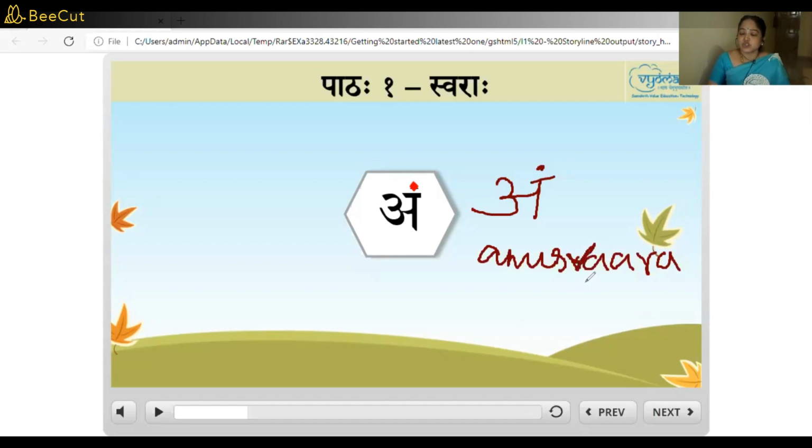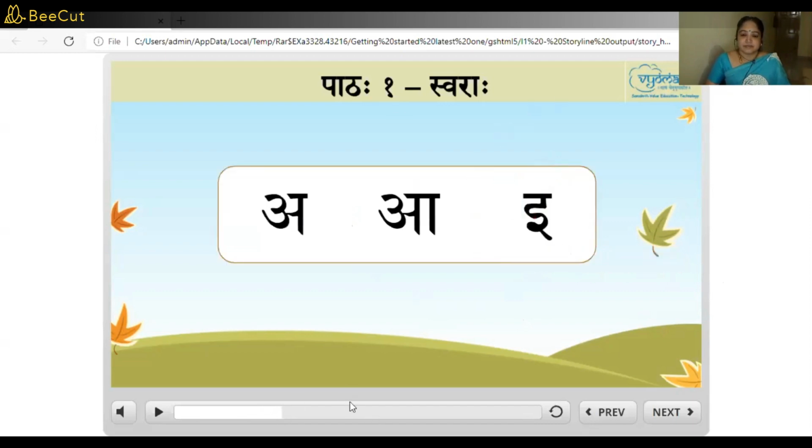This dot is called Anuswara. And it can be used with all letters, not only with a. With a, it is am, like this. With any letter, it can be used. It gives that sound, im, anuswara.